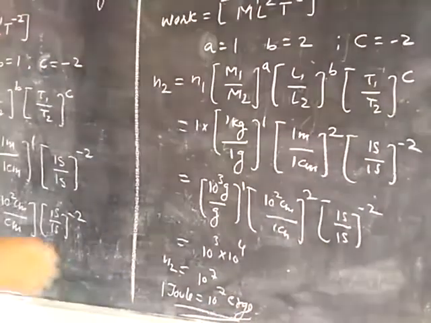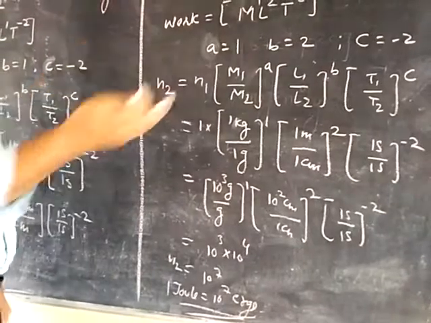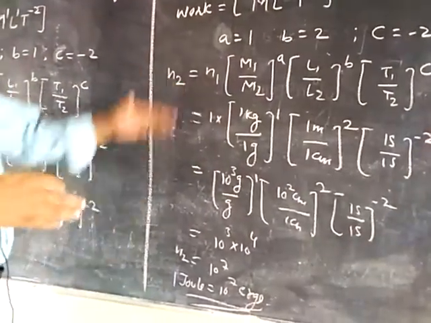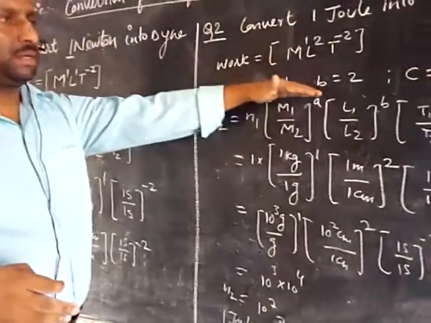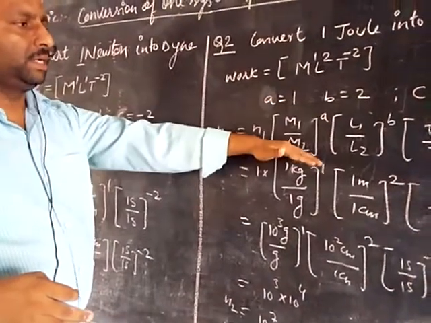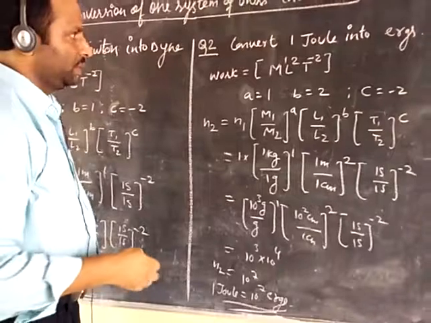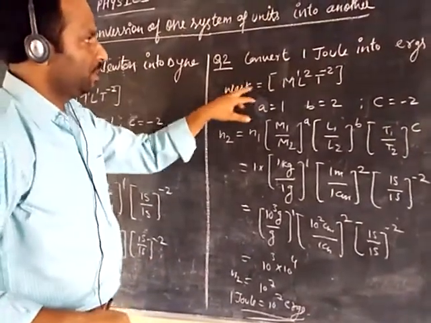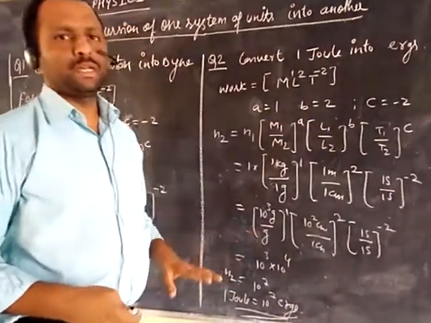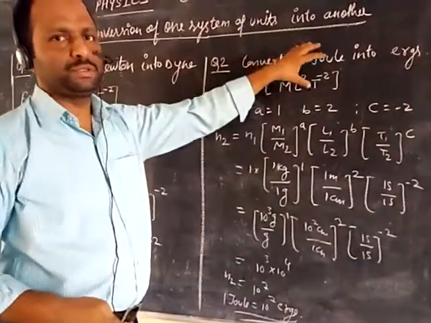In this way, you will convert one system into another system. Remember, keep the SI system in the numerator portion and the CGS system in the denominator portion. Here, the values of A, B and C are calculated from the dimensions of the unit.